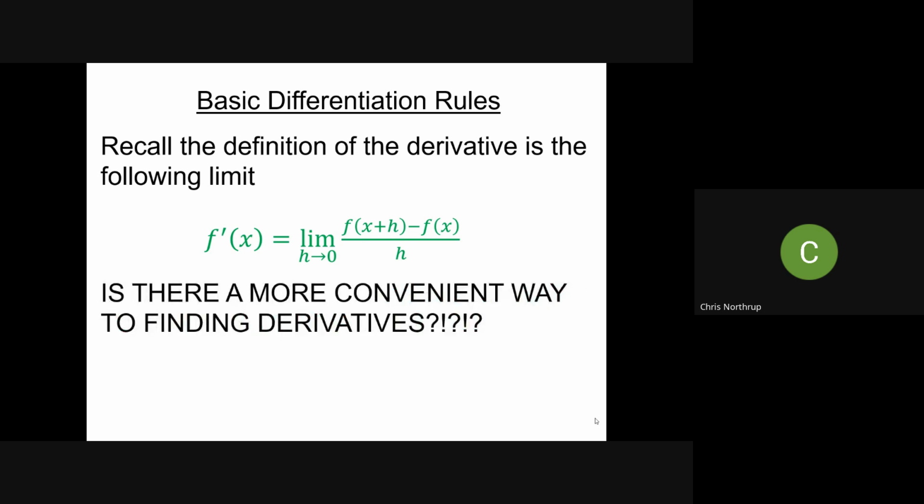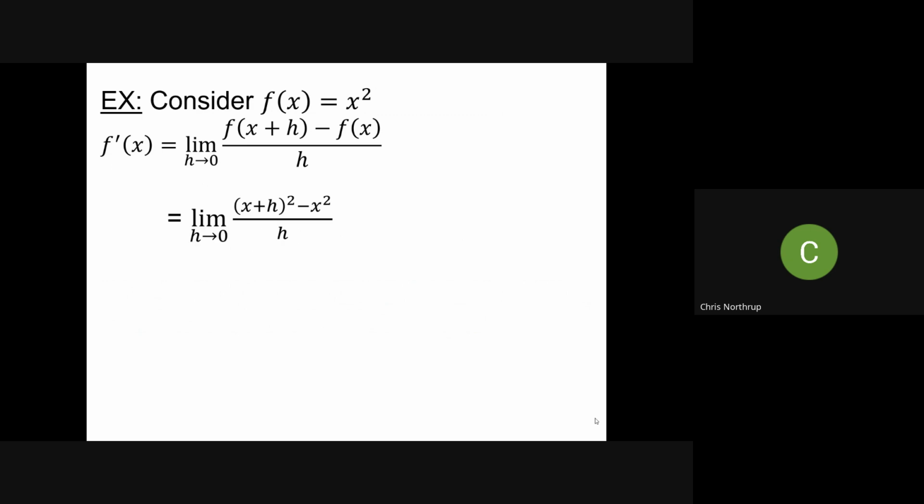So the question we have, can we come up with shortcuts? Is there a more convenient way of doing all of this without doing the whole limit process and a bunch of algebraic manipulation? And the answer to that is yes. So let's look at just your standard parabola, x squared. If we were to apply the limit definition, then you would get (x plus h) all squared minus x squared over h, taking that limit as h goes to 0. So obviously we have a problem of division by 0, so we've got to do some algebra trickery.